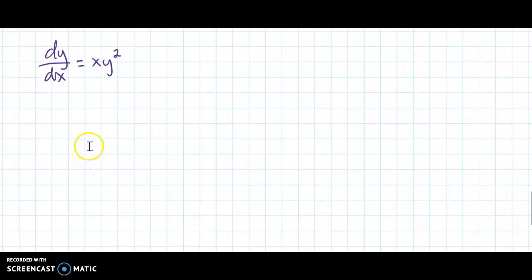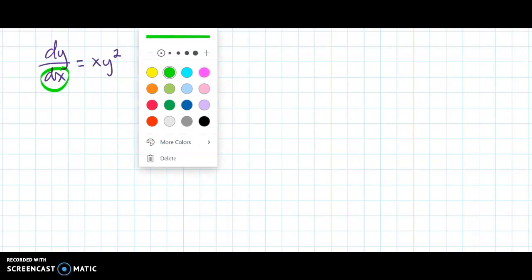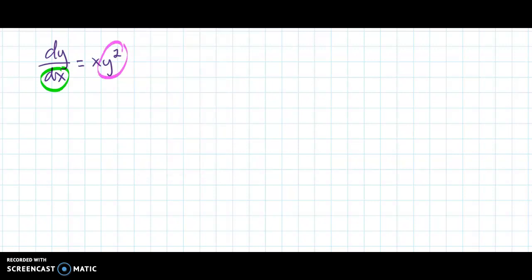All right. So in this one, we're finding the general solution. I didn't give you any points that it goes through, so our answer is going to have a C in it. So let's separate the variables. I'm going to do the same thing where I multiply by the dx, but I also need to get rid of this, and in order to do that, I'm going to divide by y squared. So that's going to give me dy over y squared is equal to x times dx.